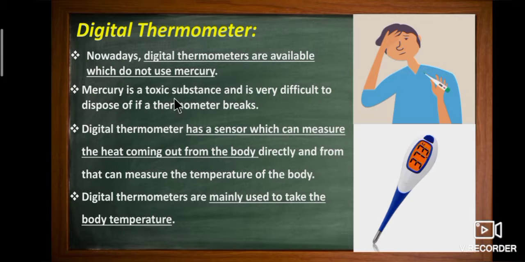Because mercury is a toxic substance and is very difficult to dispose of if your thermometer breaks. Digital thermometer has a sensor which can measure the heat coming out from the body directly and from that can measure the temperature of the body.